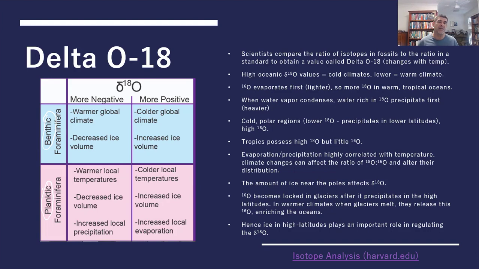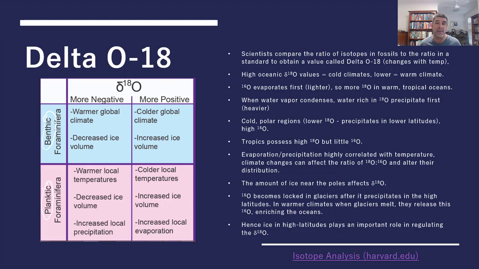In order to do this, scientists have created a value, if you like, known as the delta oxygen-18 value. This is a value that basically compares the ratios of isotopes in fossils to the ratio in a standard, something that we might find happening today.